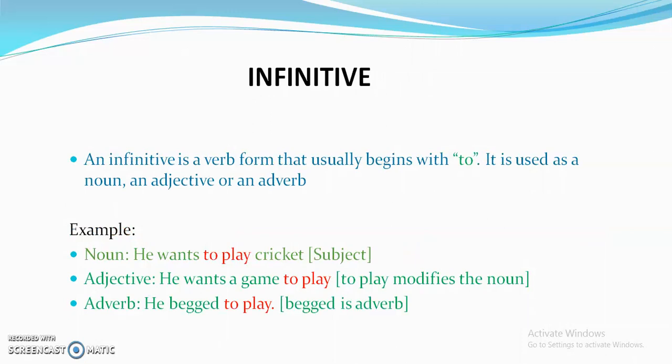Then comes infinitive verbs. An infinitive is a verb form that usually begins with to. It can be used as a noun, an adjective or an adverb. For example, as a noun, he wants to play cricket. Here to play becomes the subject. Then as an adjective, he wants a game to play. Here play is modifying the noun. At last, as an adverb, he begged to play.